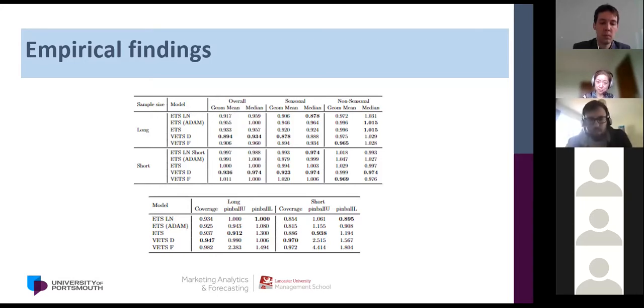We use 95%, so we want to see whether these models would give us coverage as close as possible to the 95% nominal. Here for the short, VETS-D at 97% is closest to that 95 compared to some of the others, while with the long, it's 0.94. We use three decimal places just to show those minute differences between these different models. Does that make sense? Yep, I think that was a great explanation.